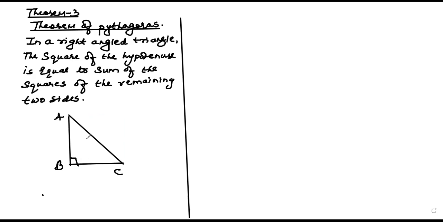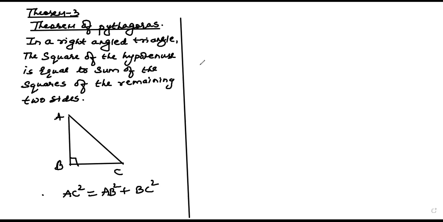The square of the hypotenuse. So here, the side opposite to 90 is AC, meaning AC is the hypotenuse. Square of the hypotenuse, meaning AC square, is equal to the sum of the squares of the remaining two sides, meaning addition, AB square plus BC square. Okay, this is what the theorem is. Got it?